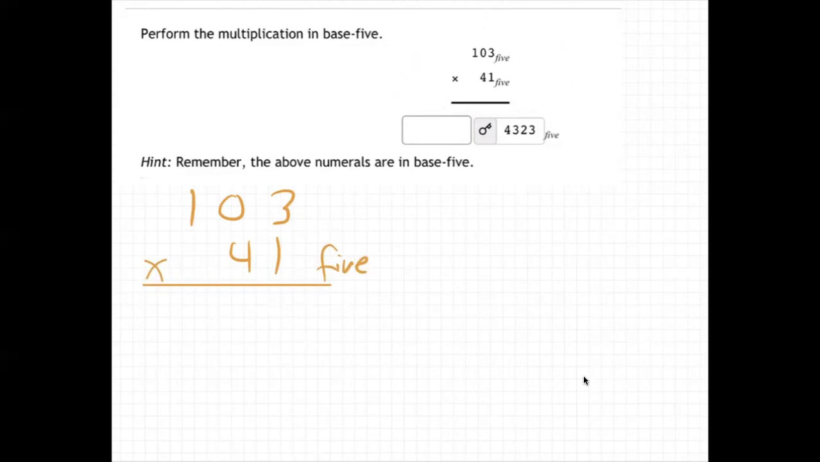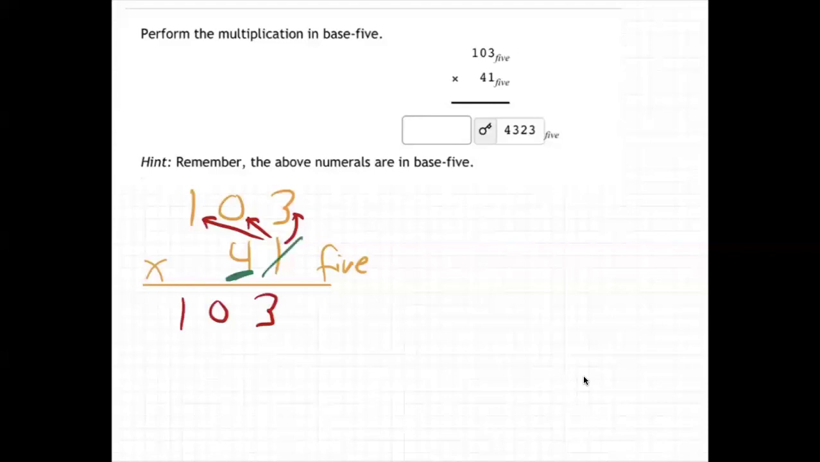Let's start with the 1, and we're just going to go and multiply, boom, boom, boom. Let's multiply those three. So 1 times 103 is 103. That's pretty easy. Okay. So that's done. And now it's the 4's turn. But remember that 4 is actually a 40.